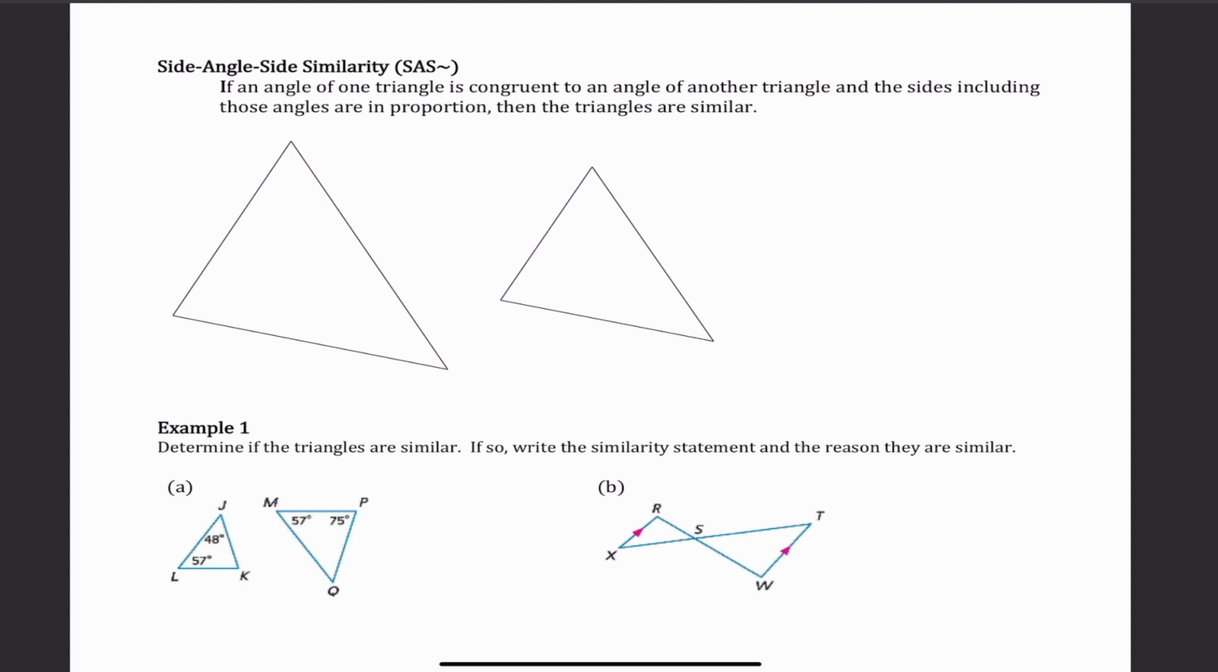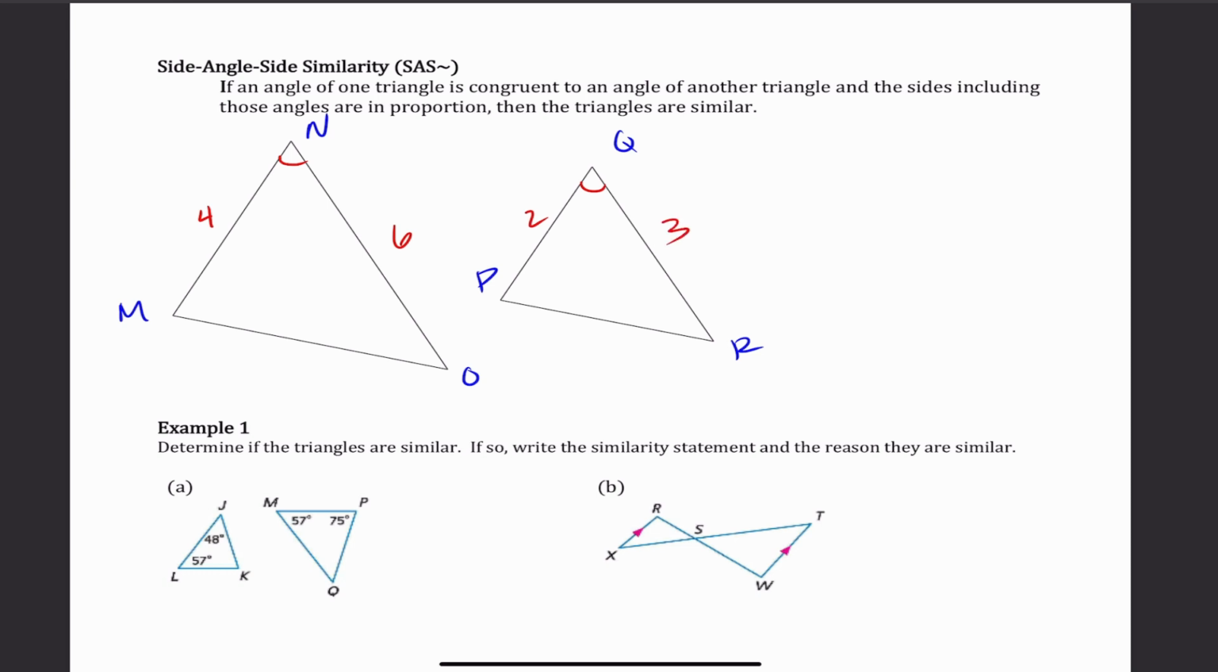Let us move on to the side-angle-side similarity theorem, which states that if an angle of one triangle is congruent to an angle of another triangle, and the sides including those angles are in proportion, then the triangles are similar. So let's call this triangle MNO and this one PQR, and these angles N and Q are congruent. And then we're going to let MN be 4, NO be 6, PQ be 2, and then QR be 3.